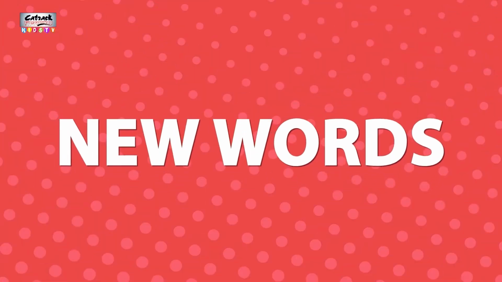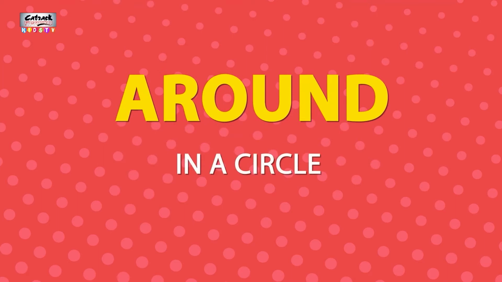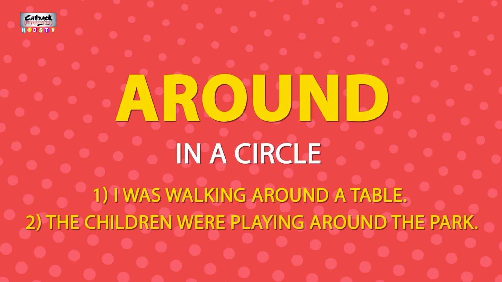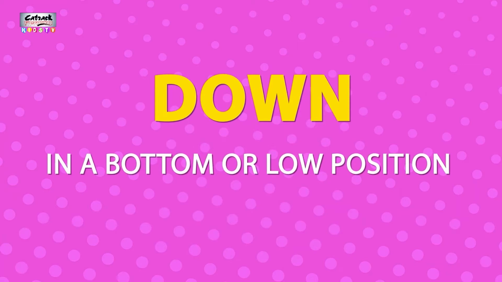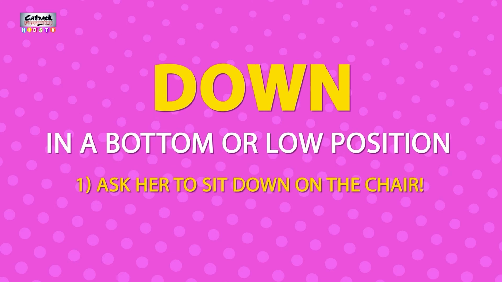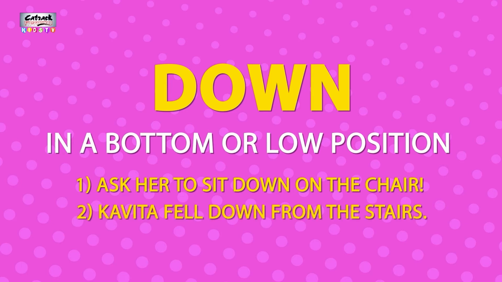Now let's know new words. Around: in a circle. Example sentences. Number 1. I was walking around a table. Number 2. The children were playing around the park. Down: in a bottom or low position. Example sentences. Number 1. Ask her to sit down on the chair. Number 2. Kavita fell down from the stairs.